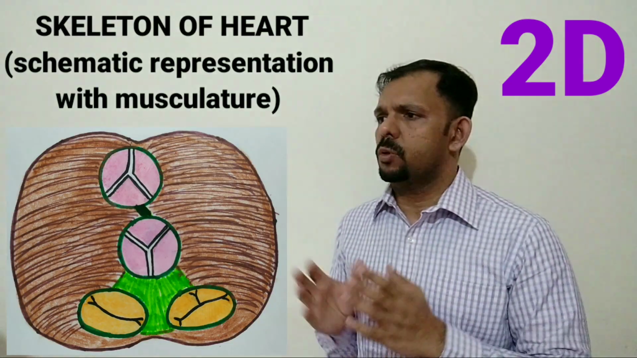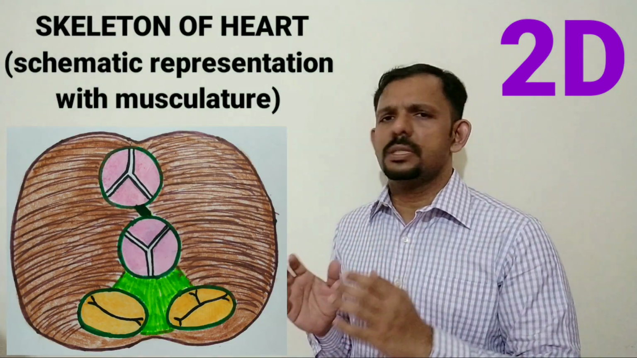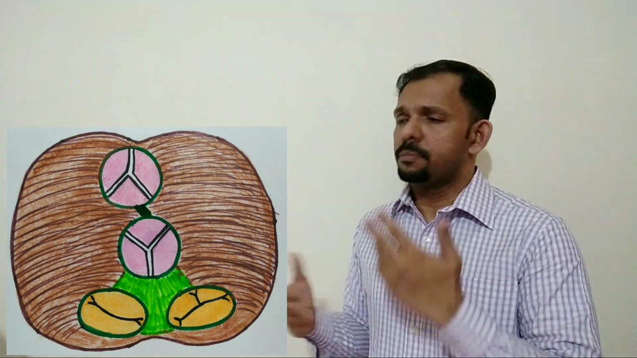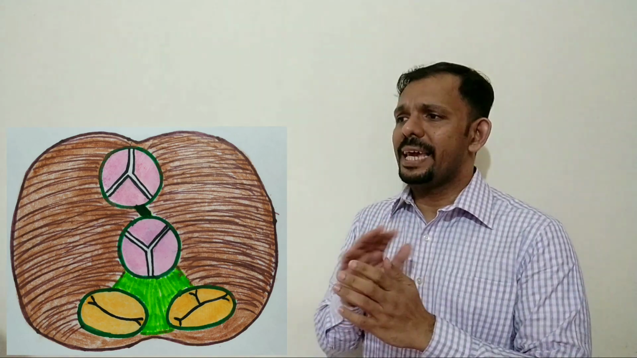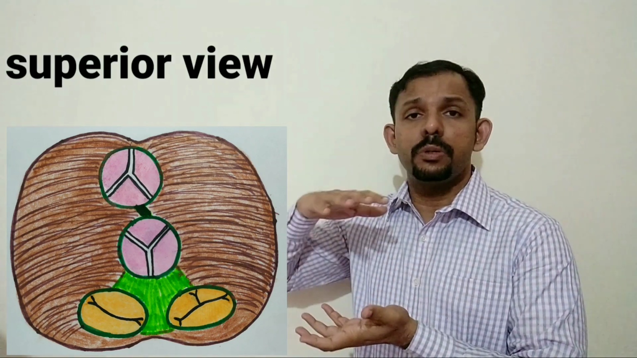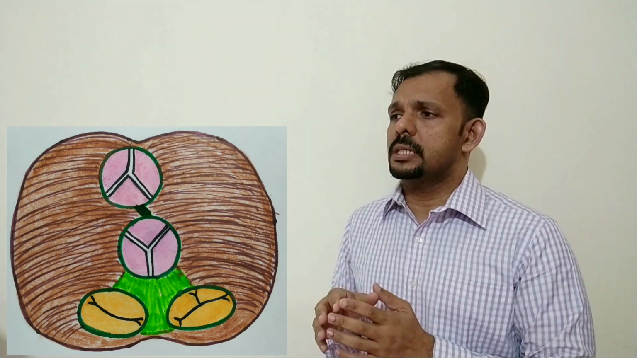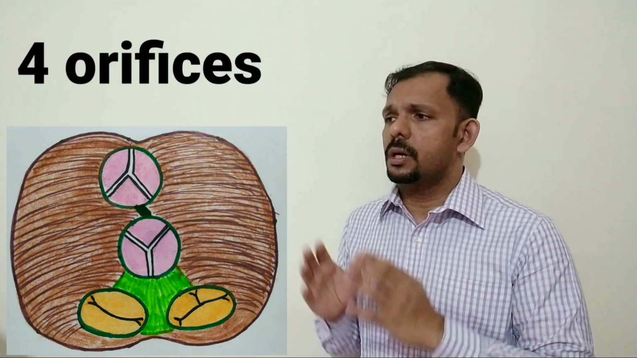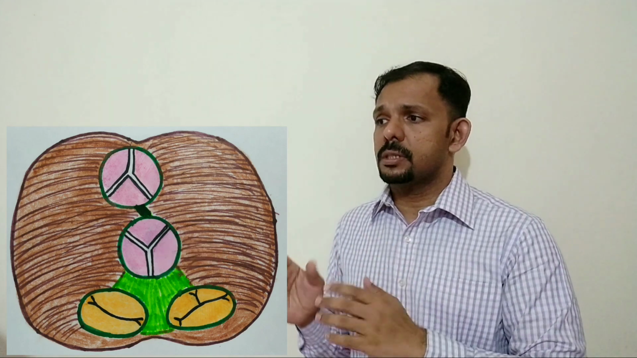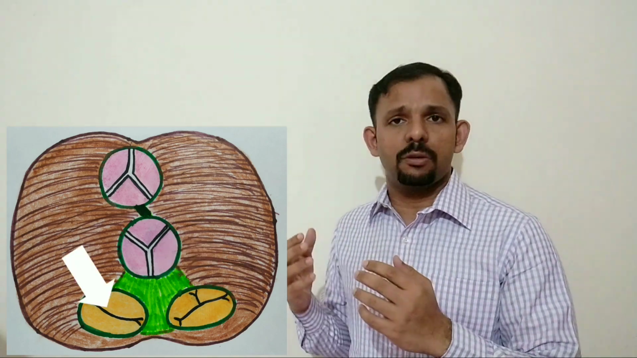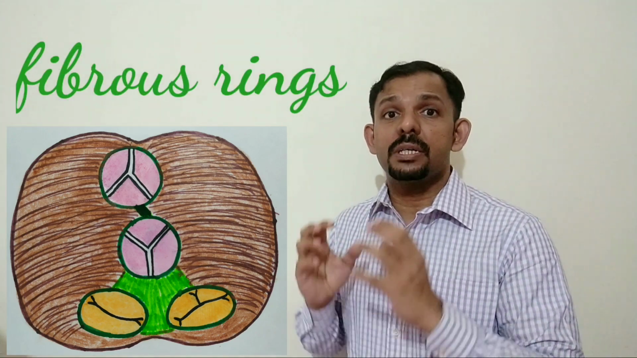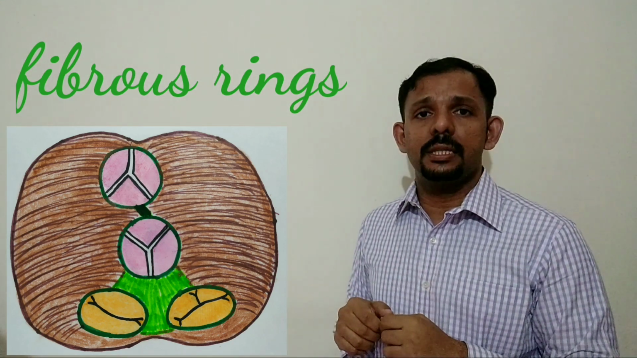If you look at the diagram over here, what you see right now is the 2D model of the skeleton of the heart. And like I said in the previous part, the atria have been removed, and what you're looking at is the superior view of the ventricles, and you can see there are 4 orifices. These 4 orifices are the pulmonary orifice, the aortic orifice, the tricuspid orifice, and the mitral orifice. All these orifices are surrounded by fibrous rings that are shown as green in the diagram.